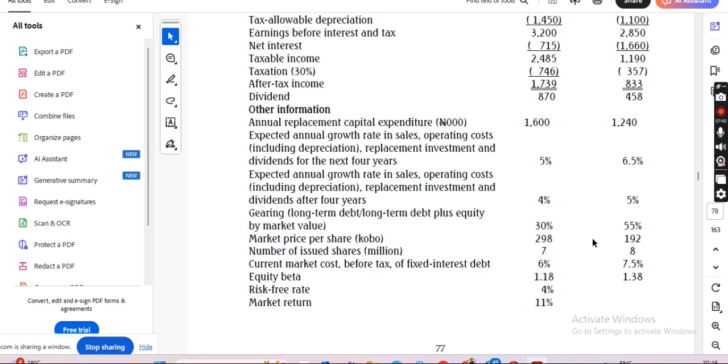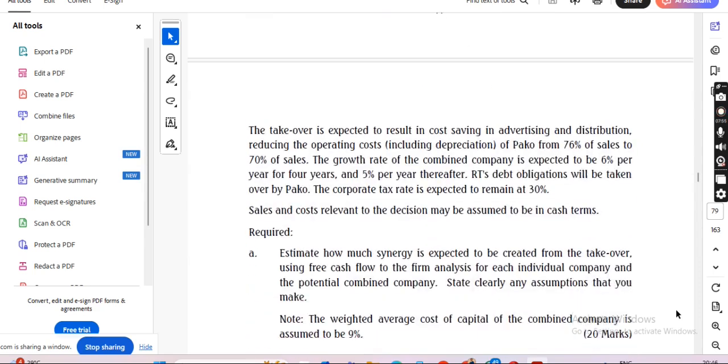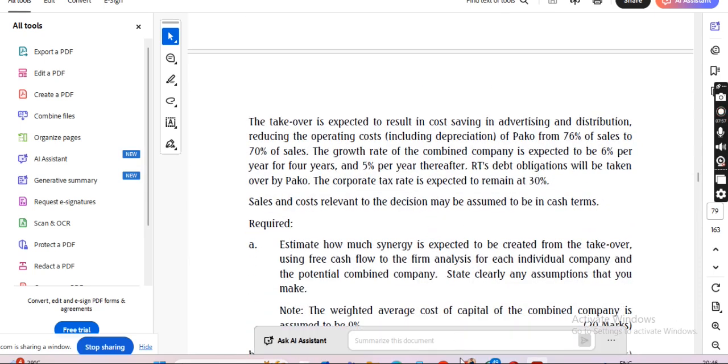Now, the next one is the gearing ratio is 30, right? 55. The market price is given. The number of shares issued is given. The fixed cost, the interest cost before the tax is given. Then equity beta is given as well. The risk-free and the market return. Now, lastly, the takeover is expected, class.